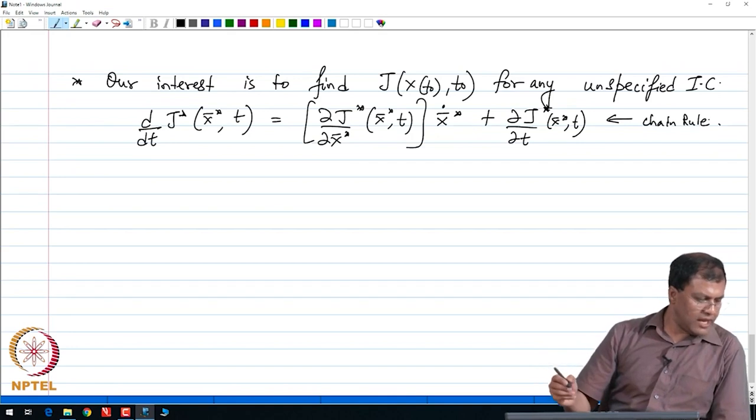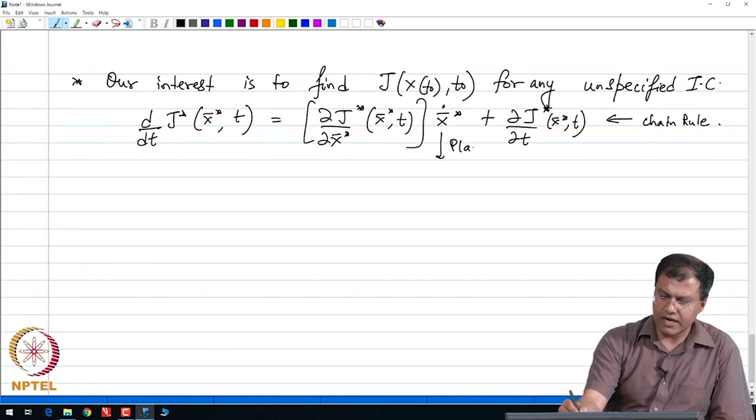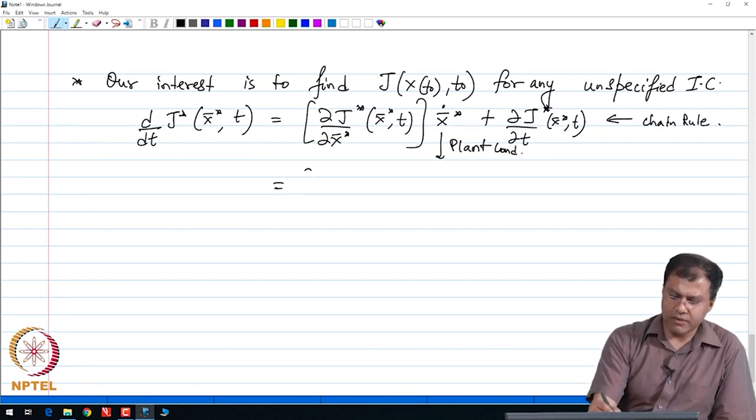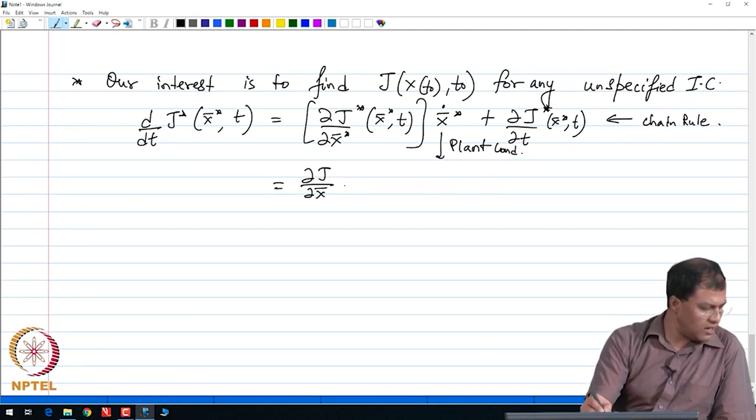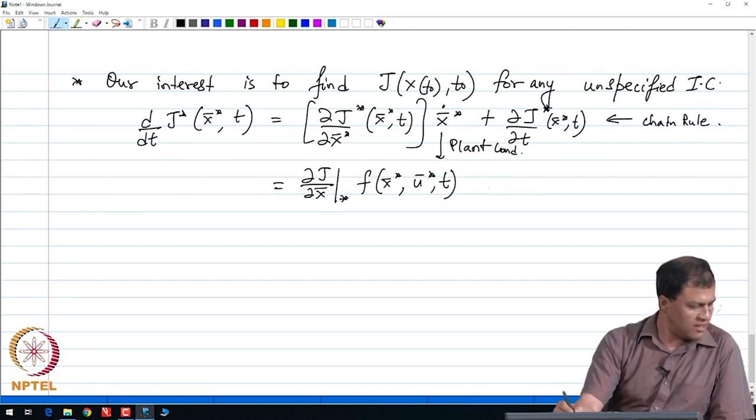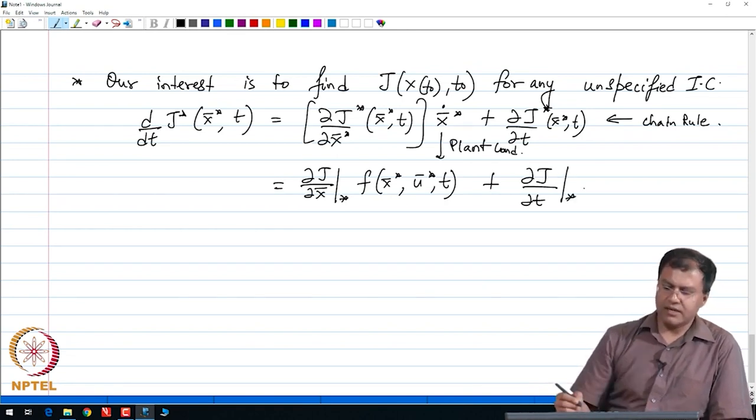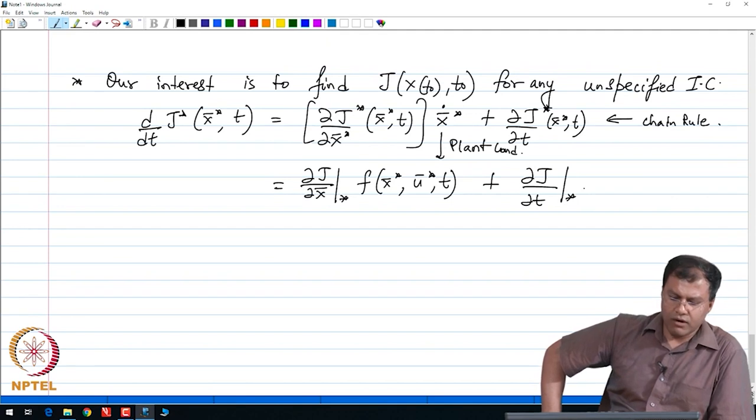From here we use the plant condition that x dot is f. So this is nothing but del J del x at the start condition times f at x star, u star, t, plus del J del t at the start condition. That is what the total derivative of J star at t is.